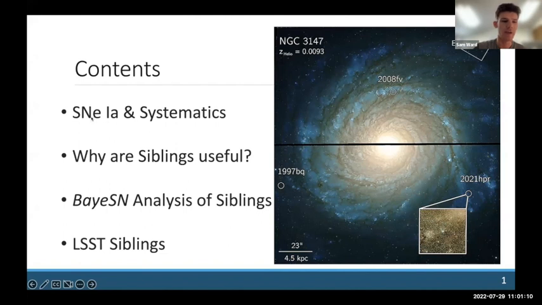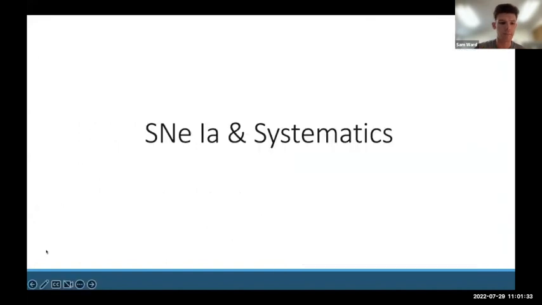The first part of this talk is going to be a general overview of Type 1a supernovae and systematics. I'll then describe why siblings are useful. The third part is going to be a summary of the analysis we've been doing for the past year, looking at siblings using a Type 1a supernova model called BayeSN. And finally, I'll discuss the things that we can do with siblings that will be discovered and observed as part of the Legacy Survey of Space and Time.